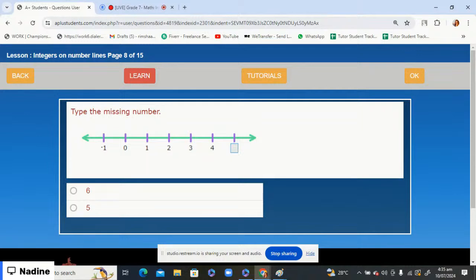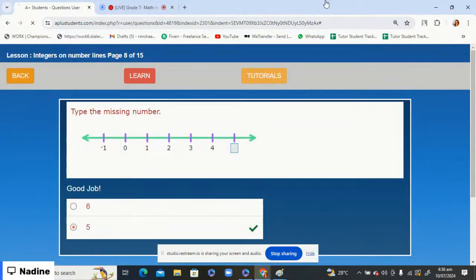So type the missing number. Here it's 0, and then from the right side of the 0, how can we make these things? Like, look here, it's 0, 1, 2, 3, 4, and then comes 5 next. Okay, so now type the missing number. Look here, what number comes next, which is at 0? On the very left side it's only minus 1, but on the right side it's 1, 2, 3, 4, and 5. Okay, so here we go with the option, this one, that is 5.